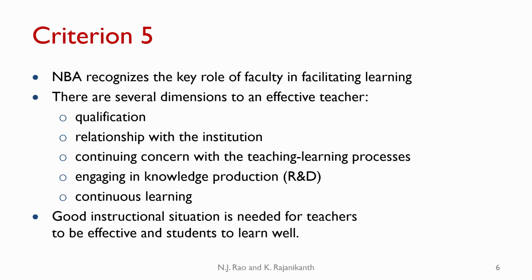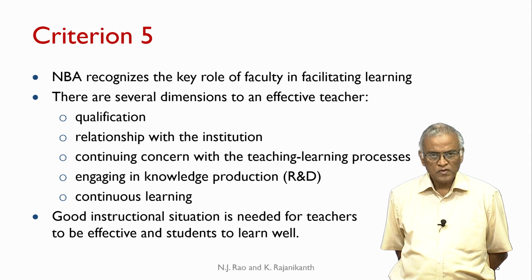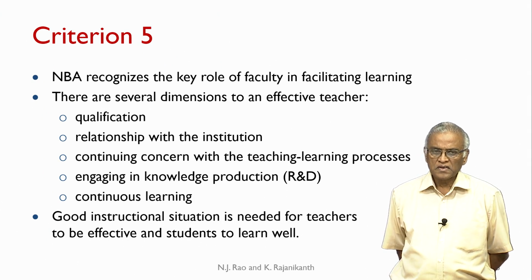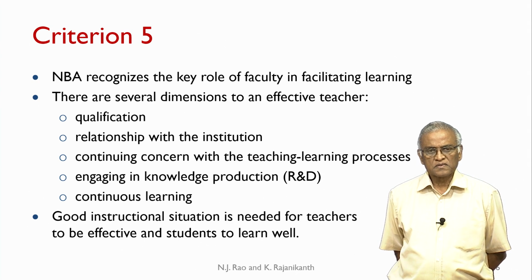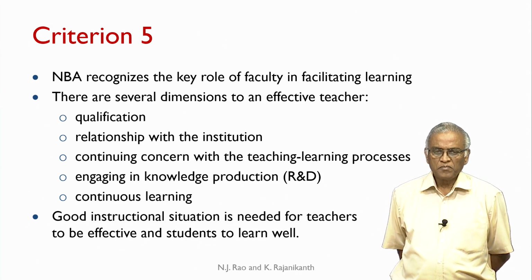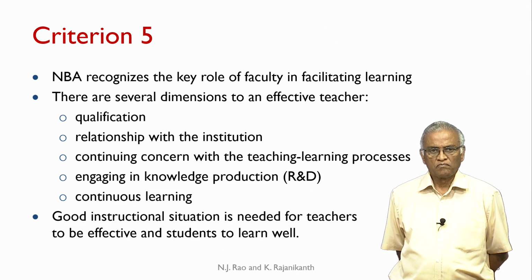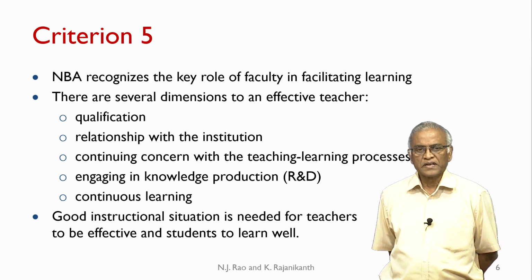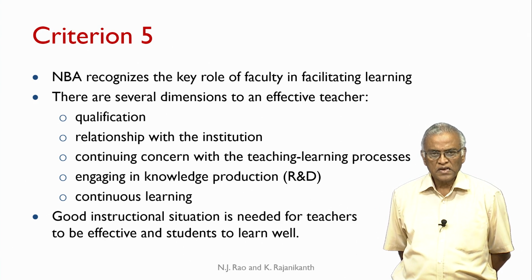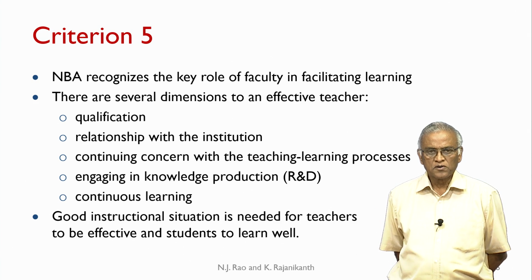Now, let us look at the specificity of Criterion 5. Out of 1000 marks, 200 marks are allocated to the faculty information and their activities. Why is it so? NBA recognizes the key role of faculty in facilitating learning. They consider good faculty are required and they have to perform well for the students to learn better. And to that extent, faculty are treated as key change agents and they do play a key role.